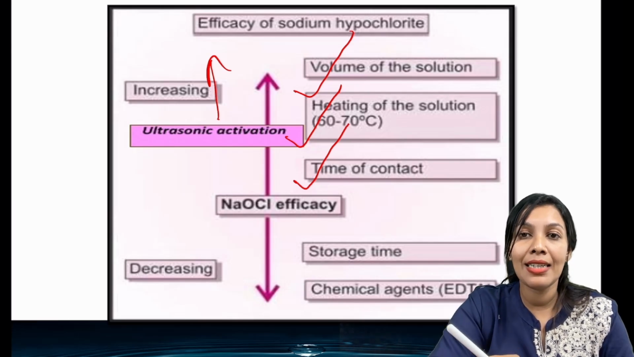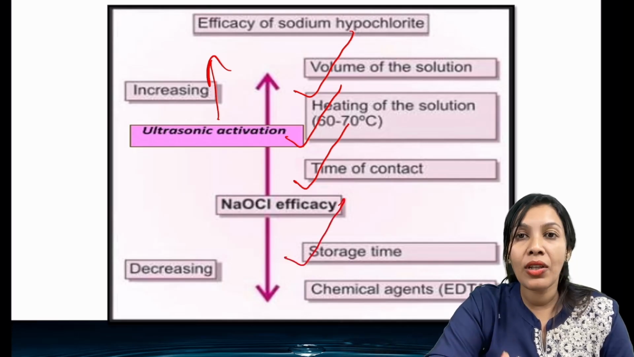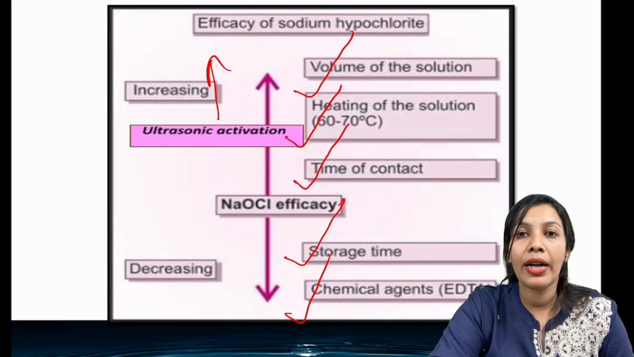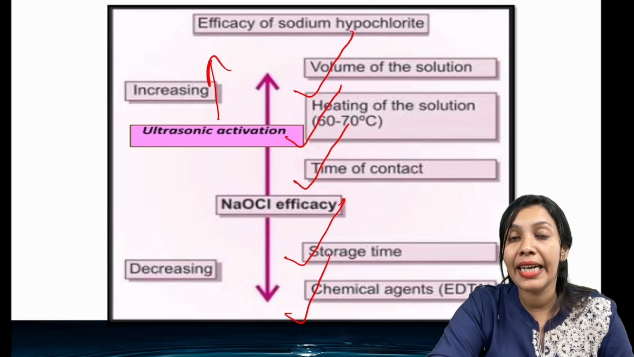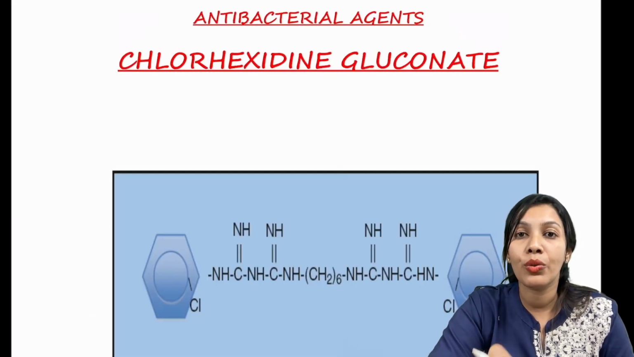What decreases the efficiency of sodium hypochlorite? First is the storage time. The more the storage time, when it is kept for a longer period of time, its action decreases. Next, when it comes in contact with certain chemical agents like EDTA, its action is decreased. So that was all about sodium hypochlorite.